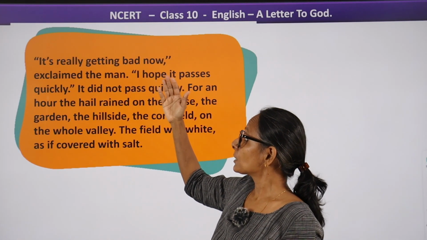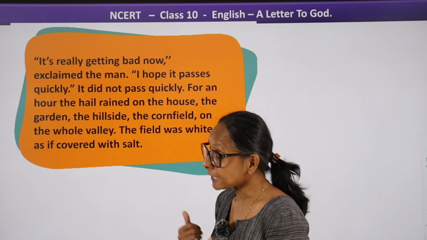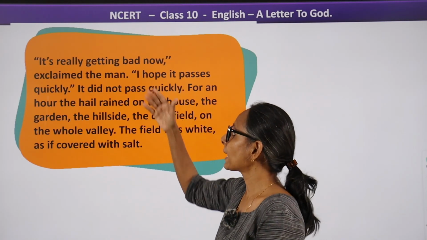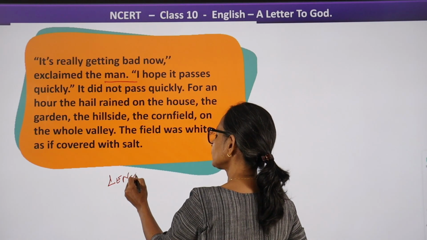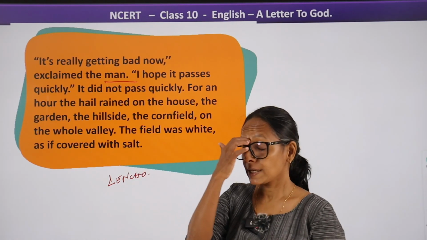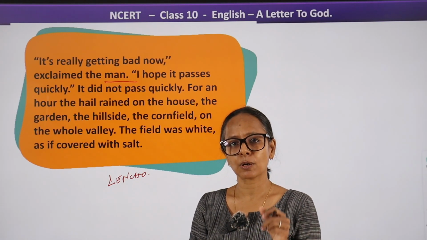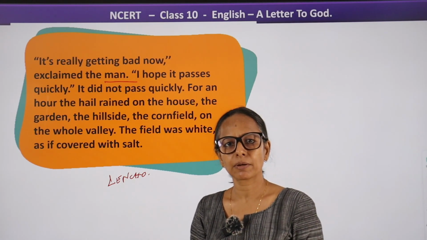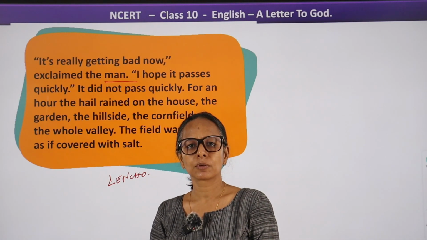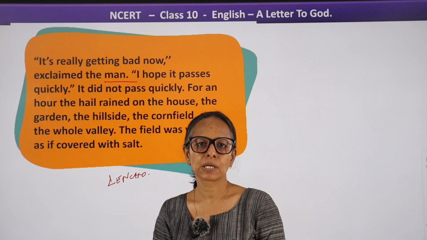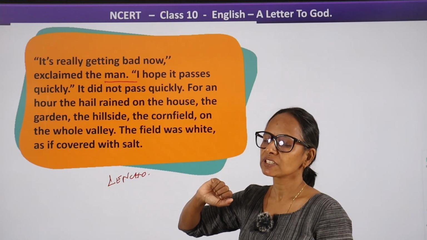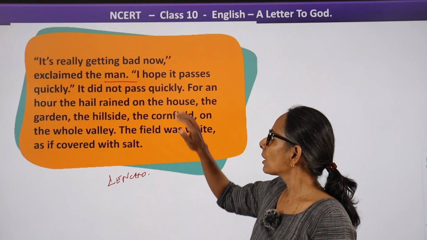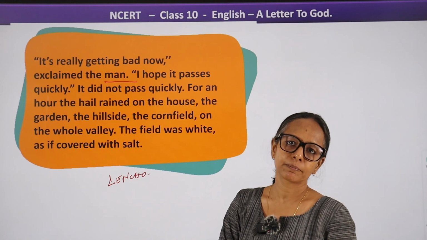"It's really getting bad now," exclaimed the man. Who is the man here? The man is Lencho. And what's he saying? He's saying it's really getting bad now, because he was expecting rain. But what has happened now? It has become hailstones, which is not at all good. "I hope it passes quickly."